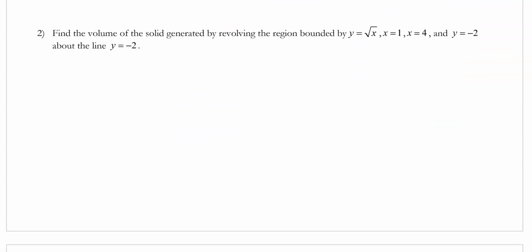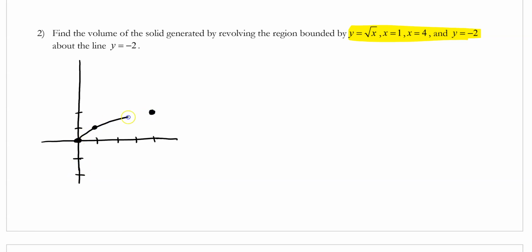Okay, let's try another one. So we have these functions. Okay, we have a bounded region, and that region is stuck between these four things. Okay, so let's go ahead and sketch this thing out. So let's see. 1, 2, 3, 4, and 1, 2. Okay. So my square root function would look like this. There's my square root function. Actually, you know what? I'm going to go ahead and use a color for this. So here's my square root function.